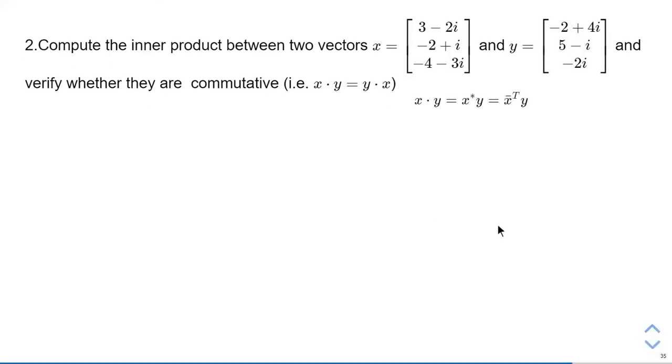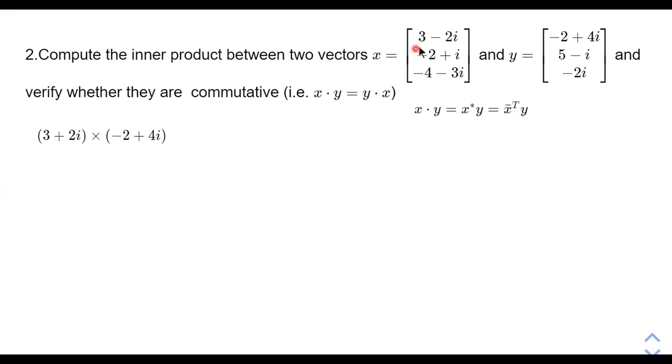If you want to compute the inner product of two complex vectors, first you take the conjugate of the x vector, and then you just transpose it, right? Taking the conjugate is very important, and then you just multiply the elements of these two vectors element wise. Okay, so it goes like this. First we take the conjugate.